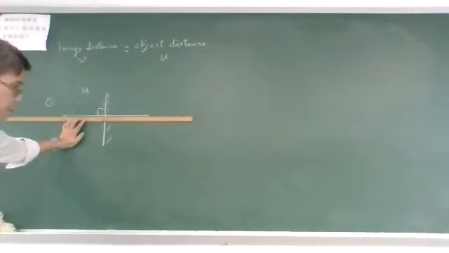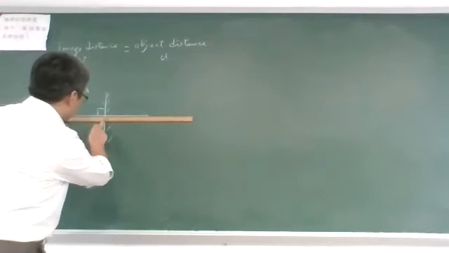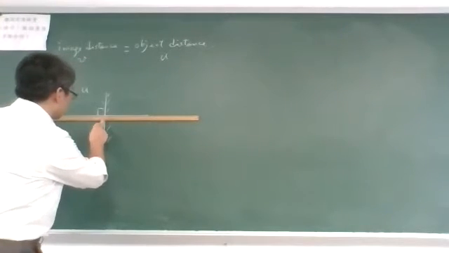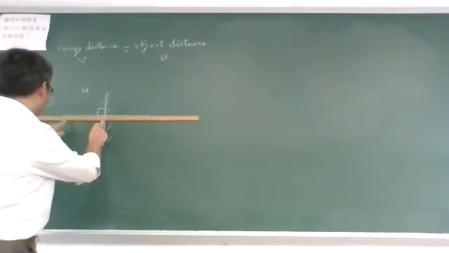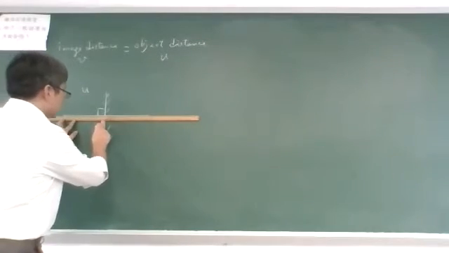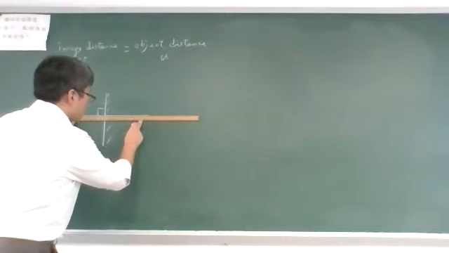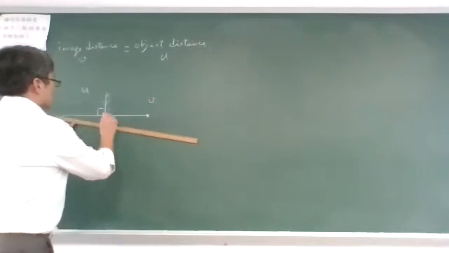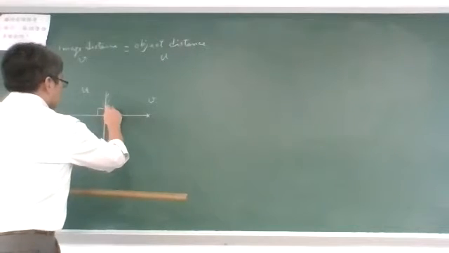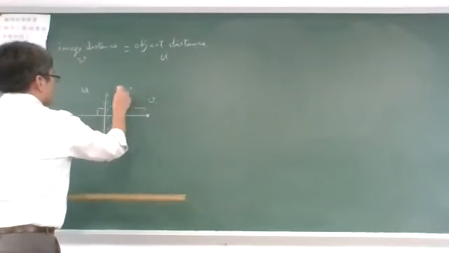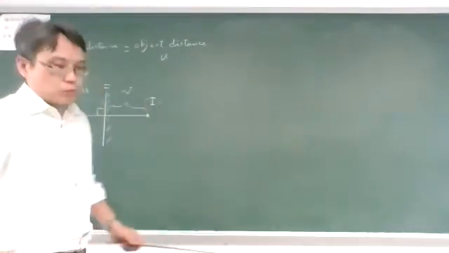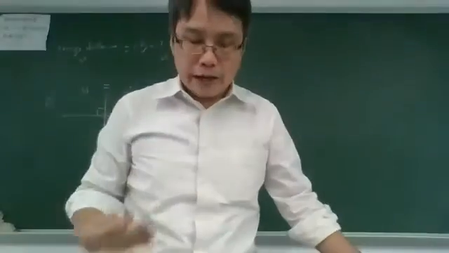And how to find image distance? We measure, for example, in this case, the distance of U, 22 centimeter. Okay, exactly here. This is the distance which should be equal to U, and here is our image. We use this method to locate the image.